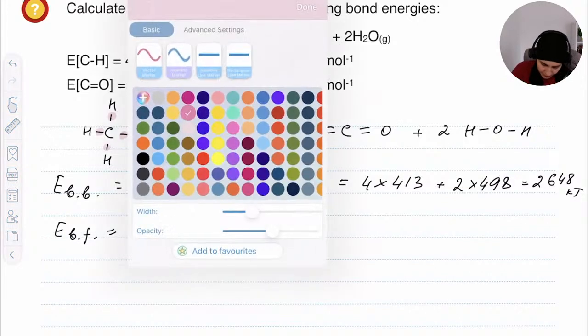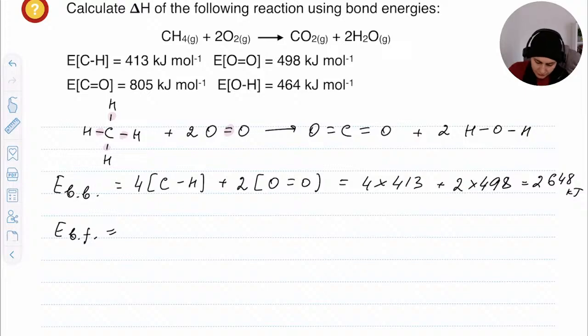Next, bonds formed. Which bonds are we forming? All the bonds of the products are formed. So we're forming 1, 2 CO bonds, C double bond O. But that's not all yet. What else are we forming? We're forming 4 OH bonds. Be careful here.